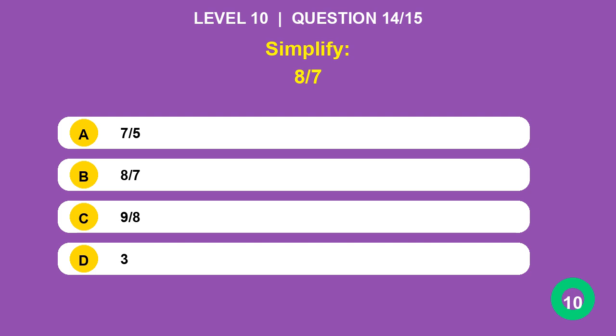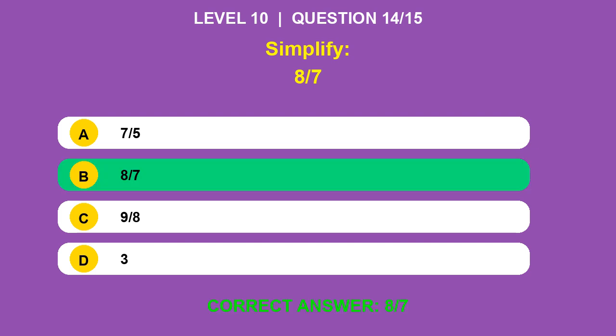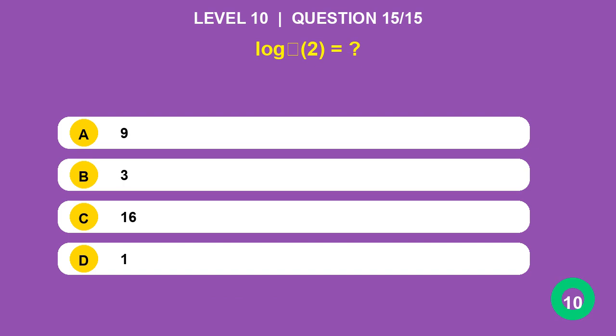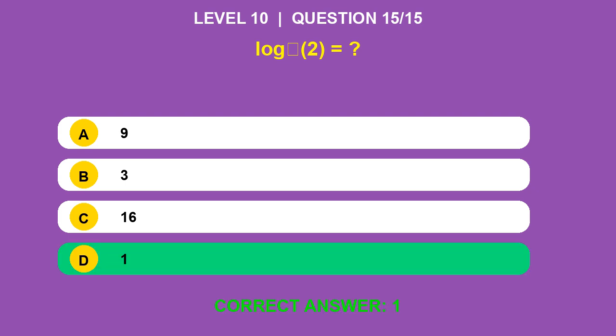Simplify. August 7th? Answer is 8/7. Log 2, 2, equals? Answer is 1.